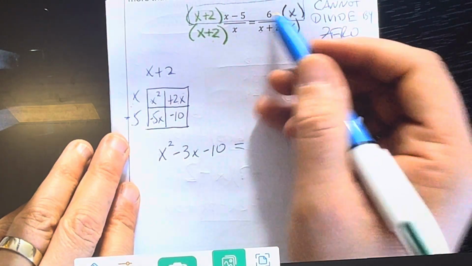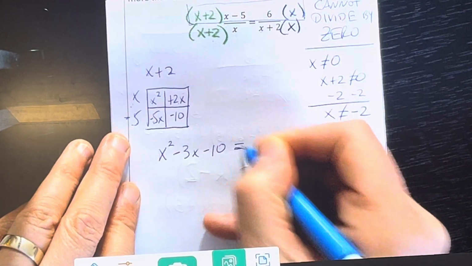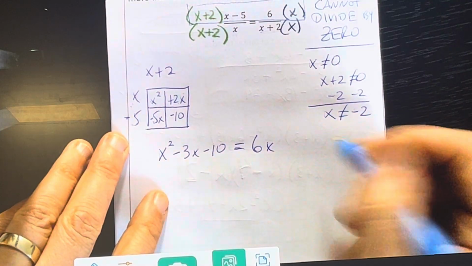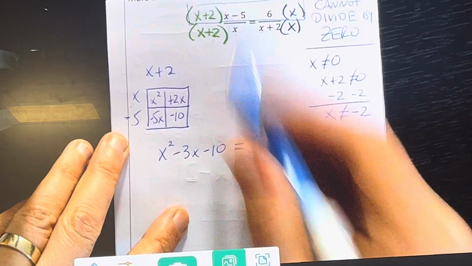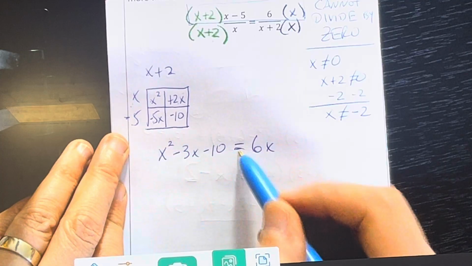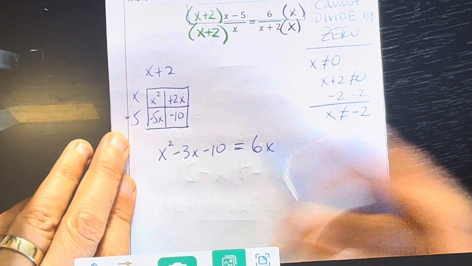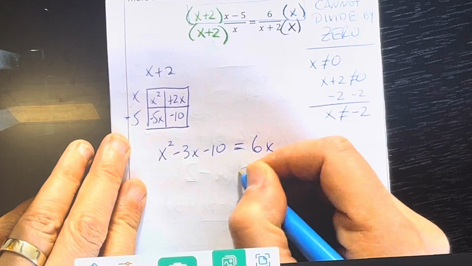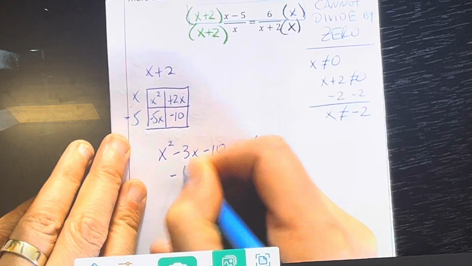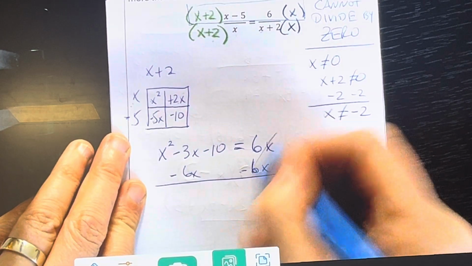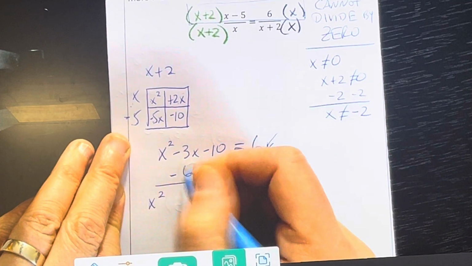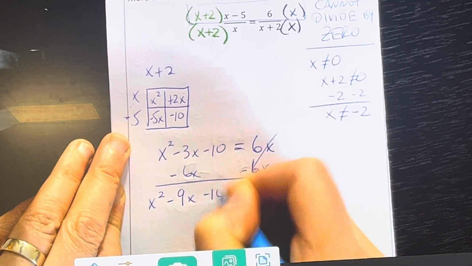This numerator is easy to figure out. It's 6 times x, so that's 6x. So now that we have a common denominator and now that we've multiplied out the numerators, this is a quadratic equation. And we will solve this quadratic by getting the equation equal to 0. So to equal it to 0, we need an inverse operation on 6x. So it'll be minus 6x from both sides, like that. 6x minus 6x is 0. And then we have x squared minus 9x minus 10.